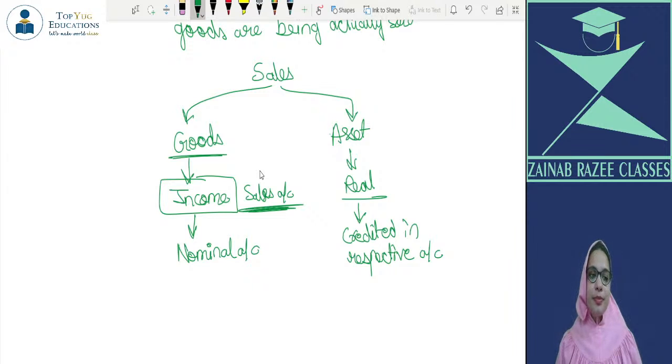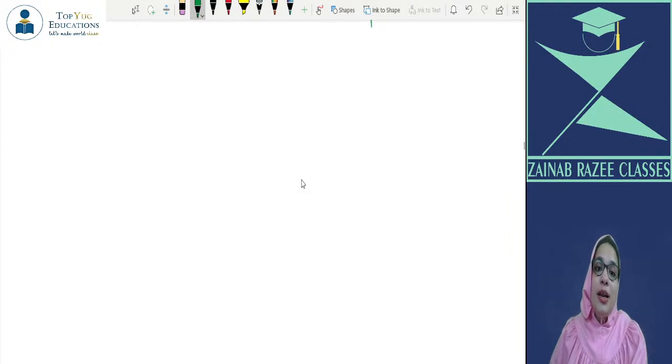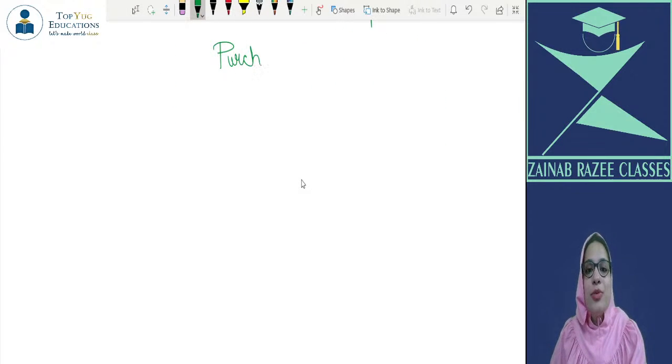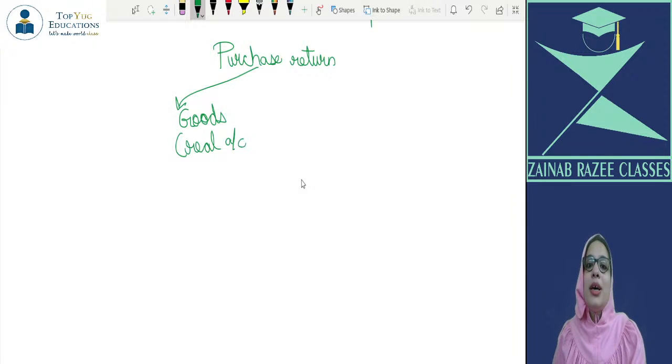Now coming on to purchase return, because I know some of you must be waiting, what about purchase return? We purchased goods and the benefit was not received. It was our asset. We are giving back the goods. It is a real account only. Purchase return of goods is a real account. Goods are going out. It is not our income.